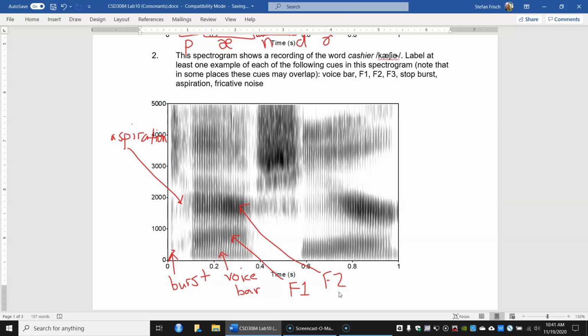All right, let's see. We're supposed to mark some fricative noise, so we would have that in the middle of our sh.